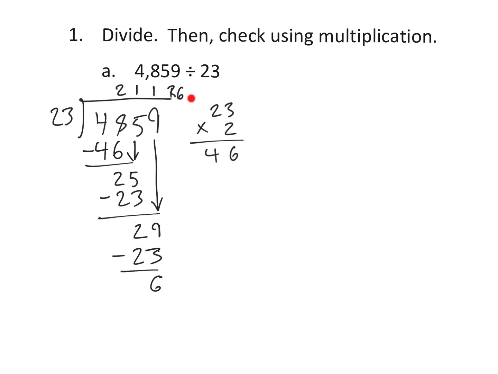Now I always check. Make sure that your remainder is less than your divisor. If it's not, then somewhere along the lines you've done something wrong. But 6 is less than 23, so I should be good. So now how do I check this? Well, I'm going to take this 211 and I'm going to multiply it by my divisor, which is 23.